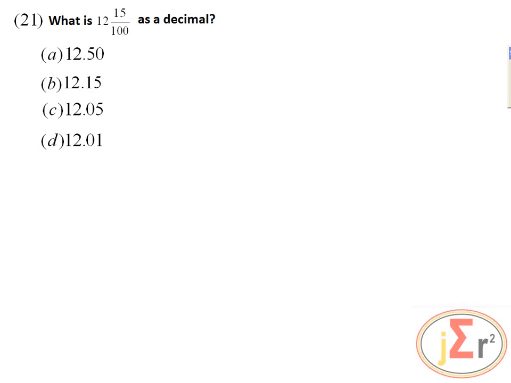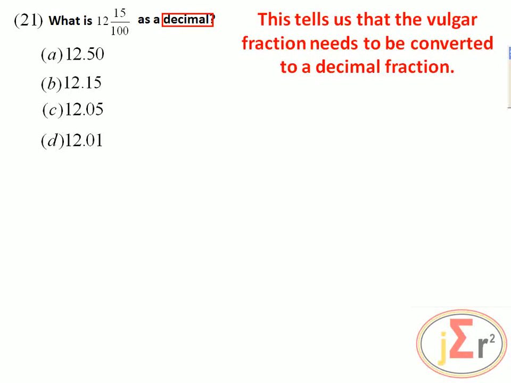As a decimal. And we know that is 12 and 15 over 100 as a decimal. This tells us that the vulgar fraction needs to be converted to a decimal fraction, because the statement of the problem is saying as a decimal. So we need to convert this fraction, which is in vulgar form, to decimal form. And how do we do that?